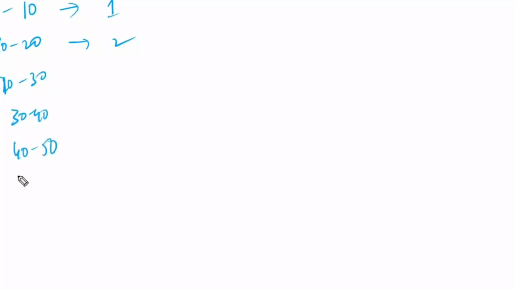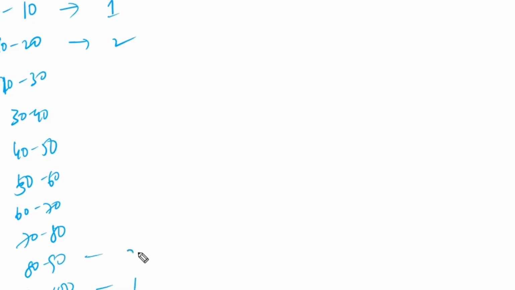Let me write like this. I have kept an exam. In that exam, from 0 to 10, with respect to how many students there are, one student got marks from 0 to 10. From 10 to 20, 2 students are there. Then 20 to 30, 30 to 40, 40 to 50, 50 to 60, 60 to 70, 70 to 80, 80 to 90, and 90 to 100.